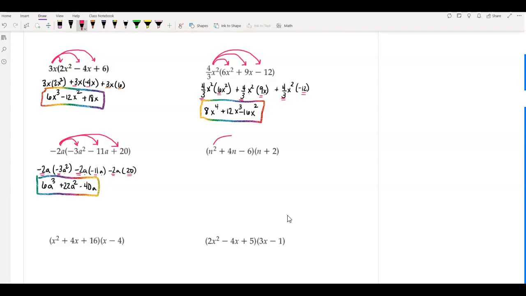So here, the n squared gets multiplied by n and by the 2. So n squared times n plus n squared times 2. And then we do it with the 4n. 4n times n, 4n times 2. And then the last term, negative 6 times n, negative 6 times 2.